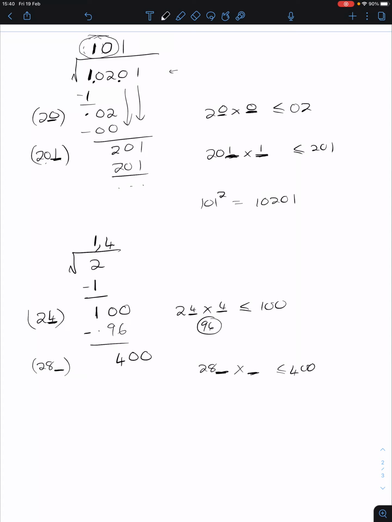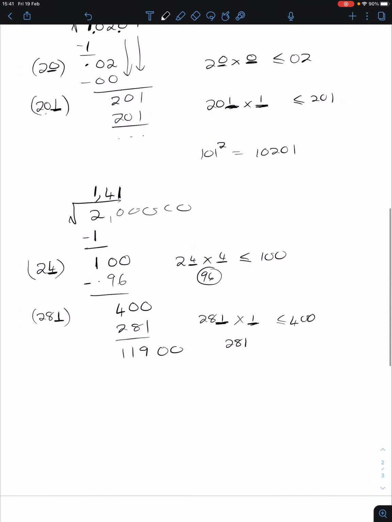And if we take 1, it will be 281. Obviously 2 times whatever that will be more than 400. So that will be our next digit. 1 times 281 is 281. And if you subtract, you will get 119. Then you bring down the next pair of zeros.